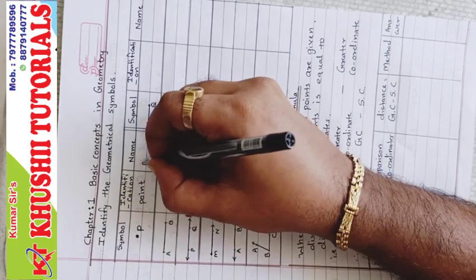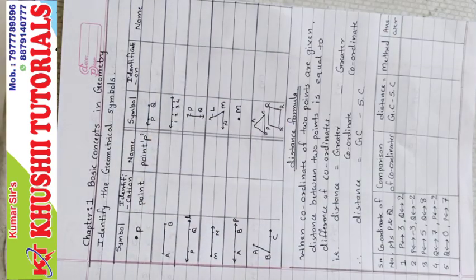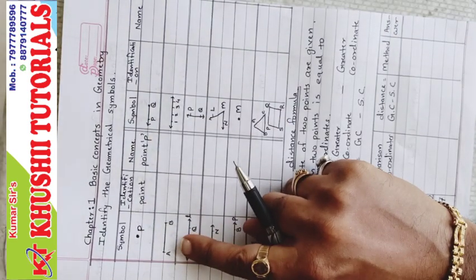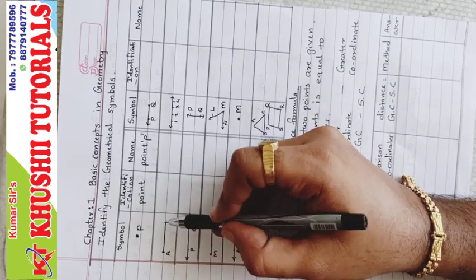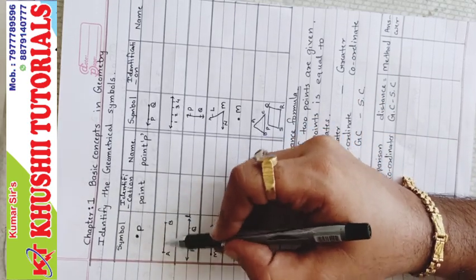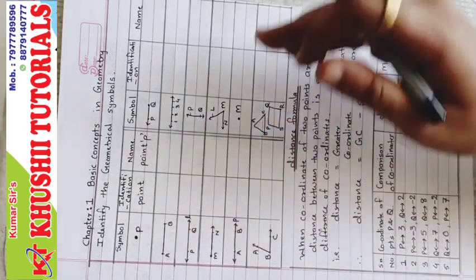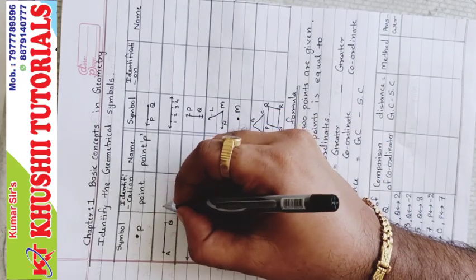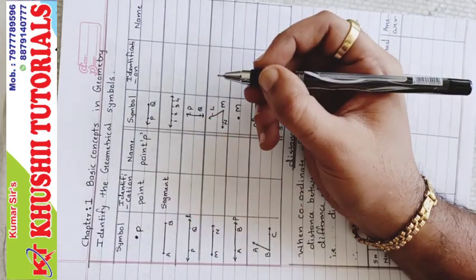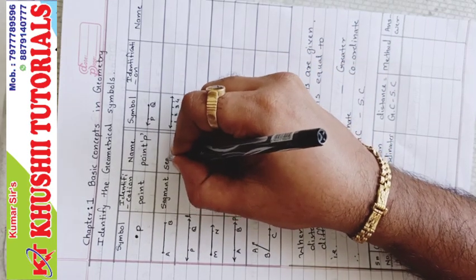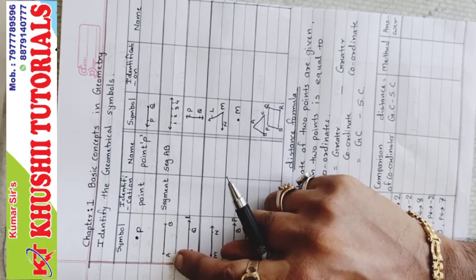And how to name it? Point P. The second one is segment AB. When both the endings are like this, it means segment AB has a fixed ending. You cannot extend it. This is called a segment. So identification is segment, and we have to write it as seg AB. You can even write seg AB or seg BA.